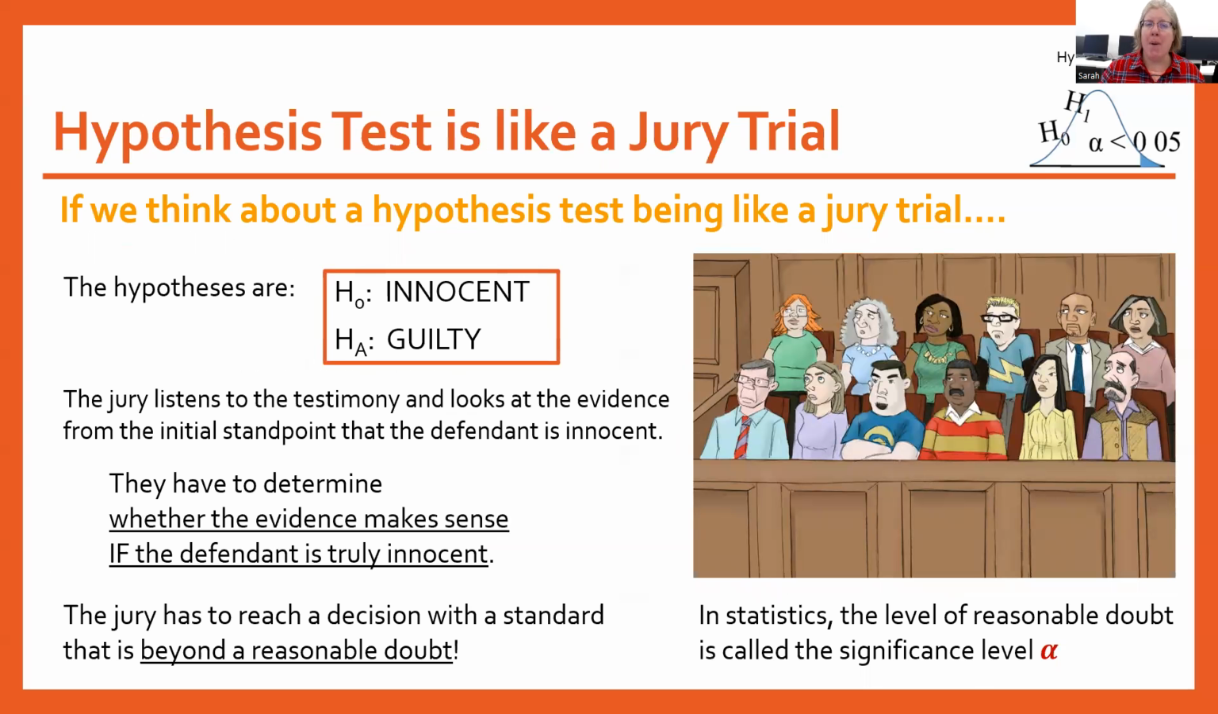All right, so before I tell you how we're going to make that decision, I want to look at comparing a hypothesis test to a jury trial. So if we think about these two things being similar, our hypotheses in a jury trial, our null hypothesis is that the person is innocent. The alternative hypothesis is that they're guilty. The jury is going to listen to this testimony and look at the evidence from the initial standpoint that the defendant is innocent. They have to determine whether that evidence makes sense if the defendant is truly innocent.